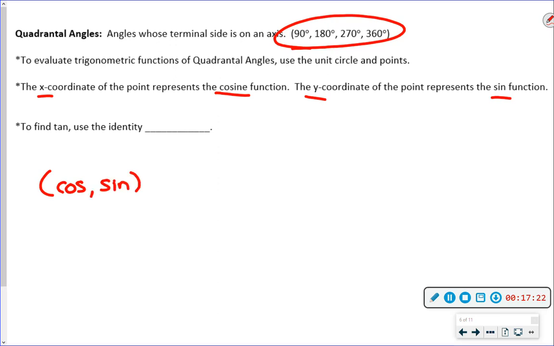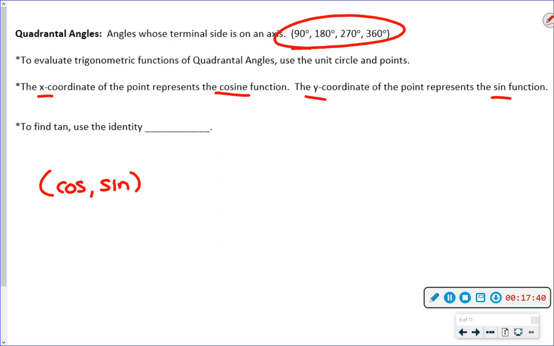Now, what about all the other functions? Tangent, cotangent, secant, cosecant. What about the other ones? Well, on the yellow sheet, secant is 1 over cosine. Cosecant is 1 over sine. So I can use those identities at the top.